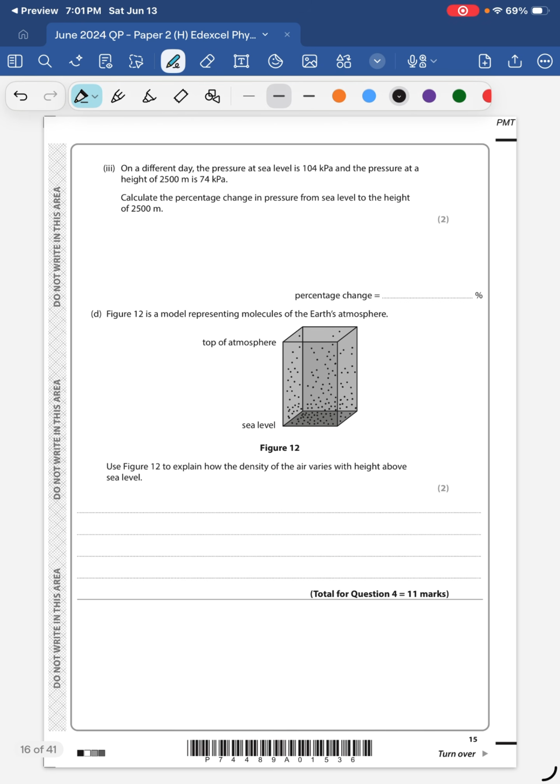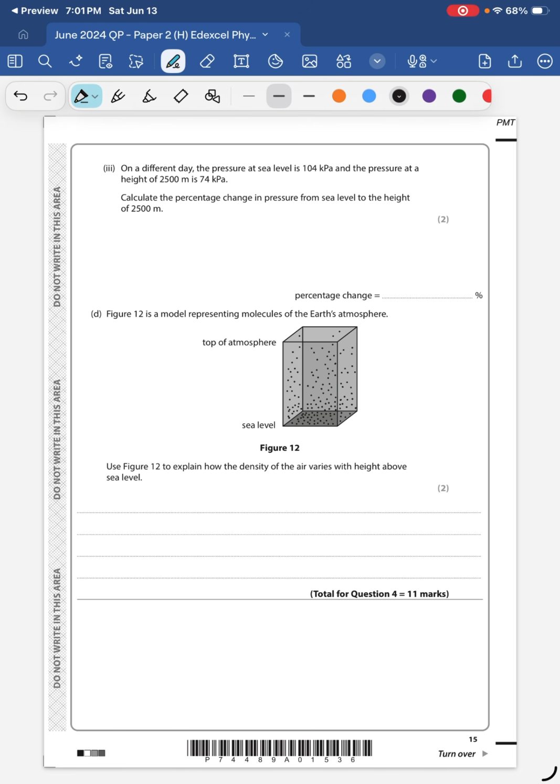So let's move on to part 3. On a different day, the pressure at sea level is 104 kilopascals, and the pressure at the height of 2,500 meters is 74 kilopascals. Calculate the percentage change in pressure from sea level to the height of 2,500 meters.